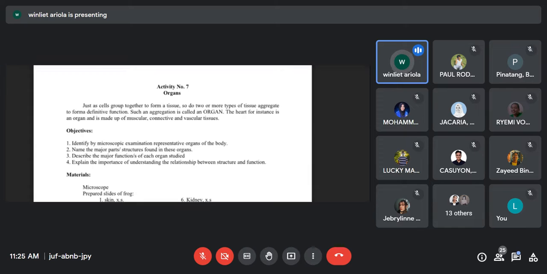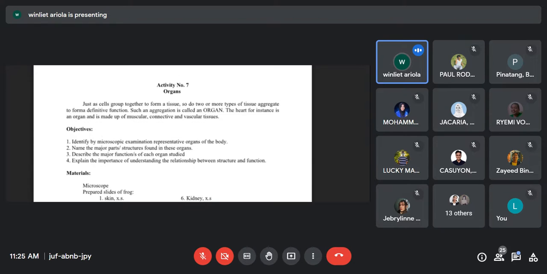Okay, so activity number 7 is organs. So katulad ng sinabi kanina, organs will be formed by joining different tissues. So hindi kailangan same tissue, pwedeng different tissues. Just like the heart, for instance, it is an organ made up of muscular, connective, and vascular tissue. So three different tissues joined together form one organ. So different tissues joined together is equal to an organ.